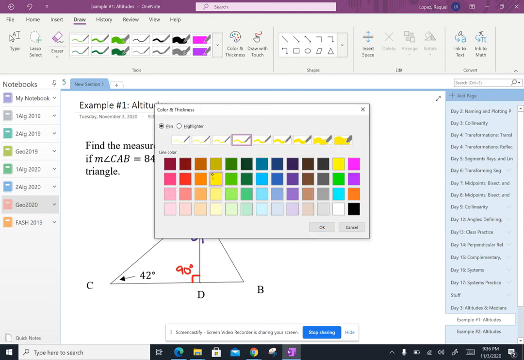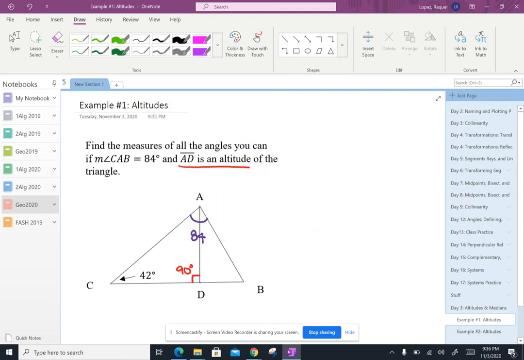And then what we can do is focus in on, oh, whoops, I wanted the highlighter. Then what we can do is focus in on the yellow triangle that I've highlighted right here and use what I know about triangles to figure out those other missing angles. So I know that angles of a triangle add up to 180 degrees.